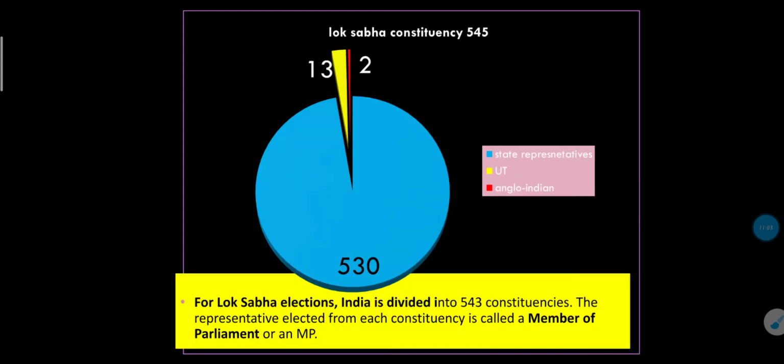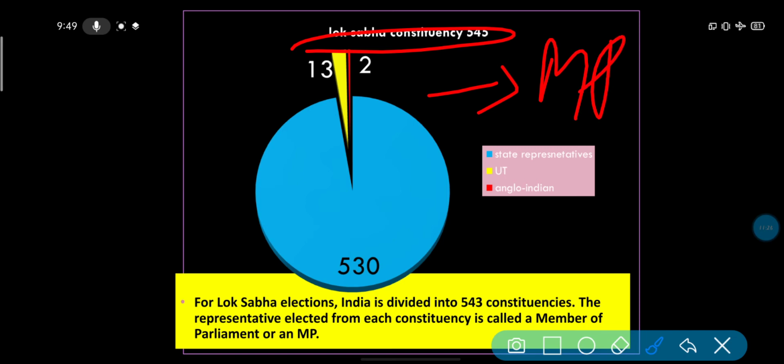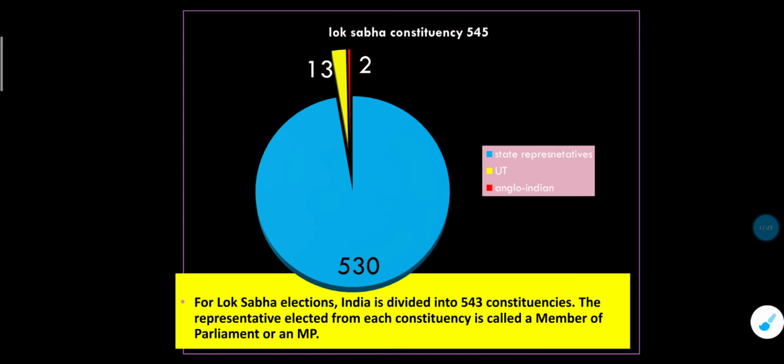For the Lok Sabha election, India is divided into 543 constituencies, and the representative elected from each constituency is called a member of parliament. That you already know about. The member of the Lok Sabha is known as MP, that is, Member of Parliament.